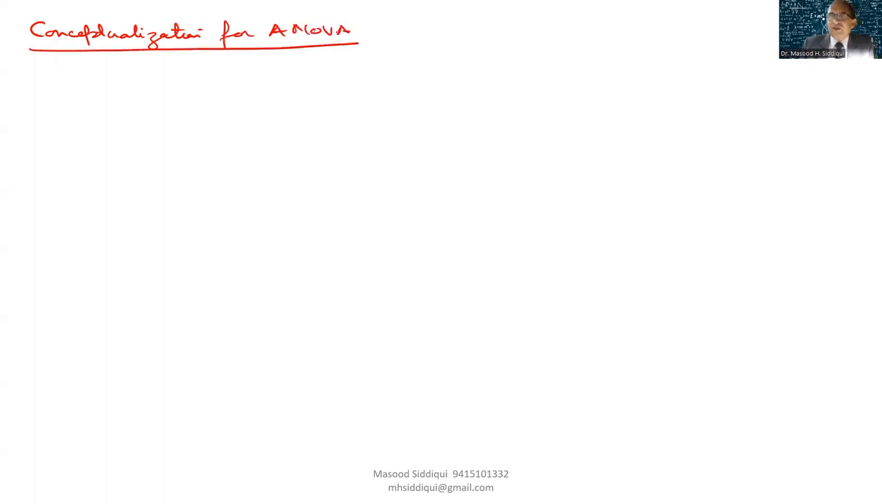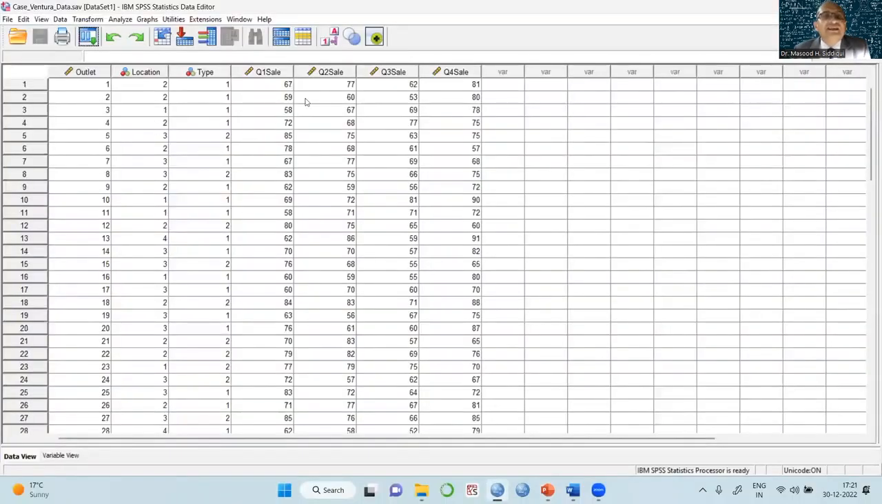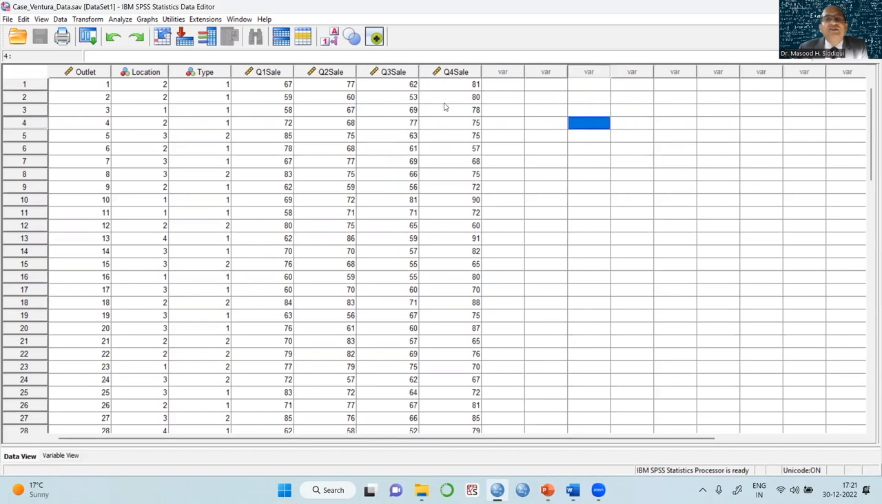Okay. So here I will be explaining the conceptualization for ANOVA. Let me show you the data sheet. So this is the data sheet. Suppose we are examining sales for the third quarter. So this is the data sheet where we have this variable that is the sales of the third quarter.